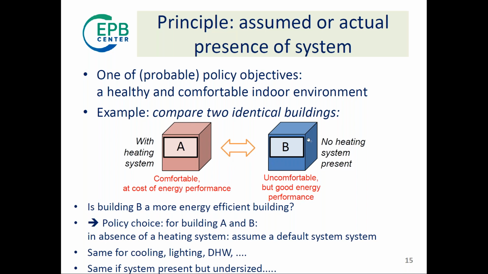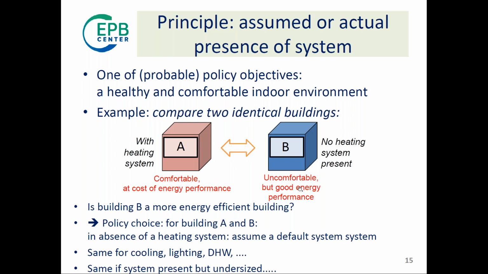Then we go to exactly the same building here to the right. It's exactly the same building, but assume that there's no heating system present here. So it might be uncomfortable in this building, but you have very good energy performance because you do not use any heating in this building. So now comes the important question. Is building B a more energy efficient building or is it not? So there's a policy choice for these two buildings. What would you do? Would you go for, in case B of this building, if you have no heating system, to assume a default heating system, or would you not? If you do not, you do not take into account that you have uncomfortable conditions and you would favor a building with an insufficient system to give you a healthy and comfortable indoor environment.